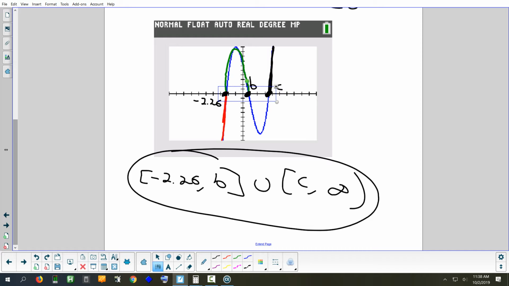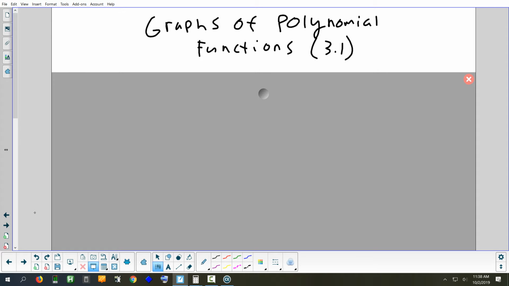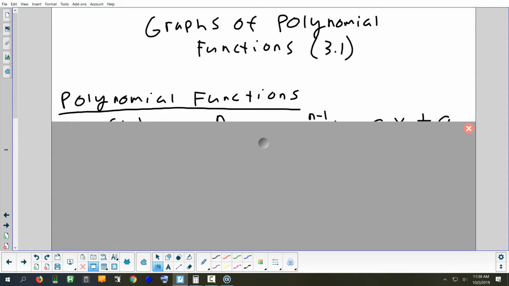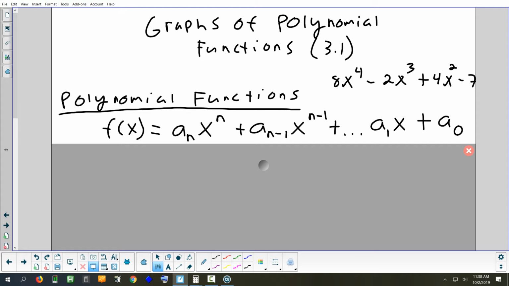Okay, so last thing we'll look at, and we're just going to touch on it a little bit, is polynomials. So chapter 3 is all about polynomials. Okay, so remember, a polynomial function looks something like this. You could have something like 8x to the 4th minus 2x cubed plus 4x squared minus 7. Okay, that's a polynomial. In general, it looks like that.